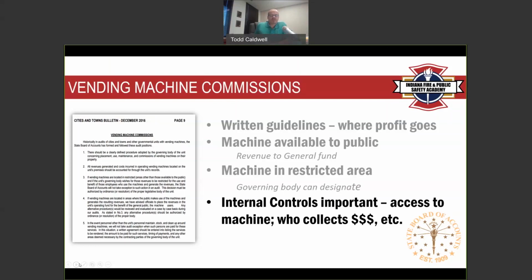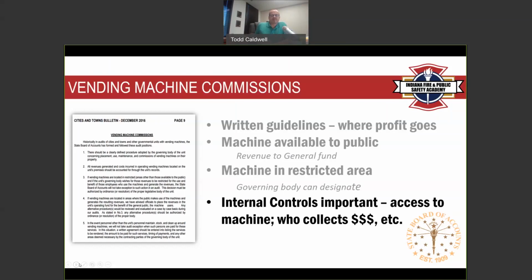If you have more than one machine, you can split the commission. Like the fire department might have one in the lobby or outside, and then one in a restricted area. Make sure you have good controls on how that split is going to be made. Maybe you get one commission check for those two machines. You decide you want to split it 50-50. So half of that commission check would go in the general fund. The other half maybe goes into that restricted fund that you have that the fireman can use for fire department purposes.